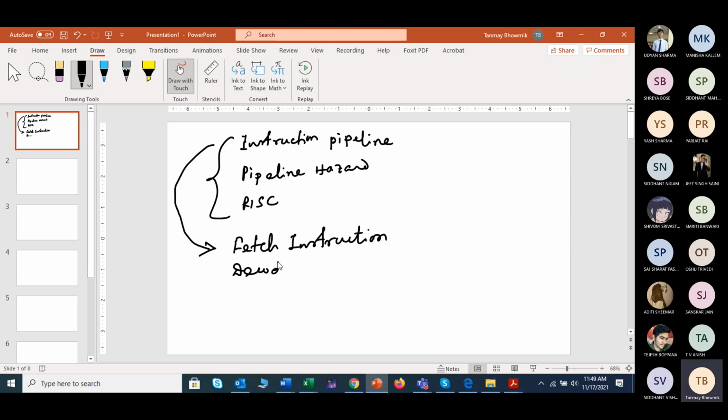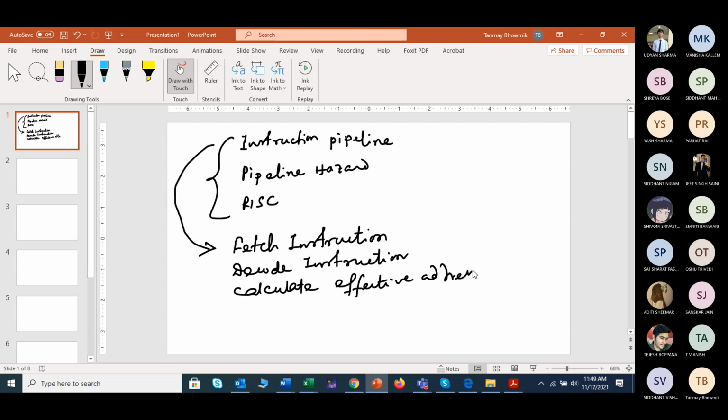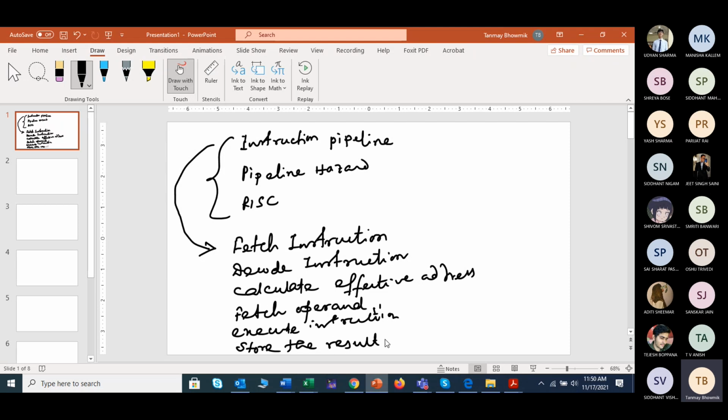then decode instruction, then calculate effective address, then fetch operand, then execute instruction, and lastly store the result. So initially we discussed all these 6 steps, right?